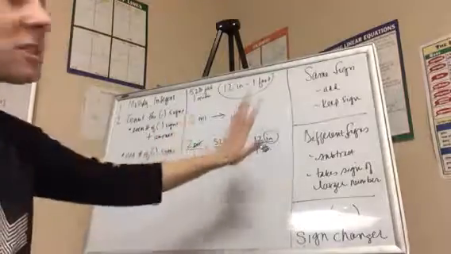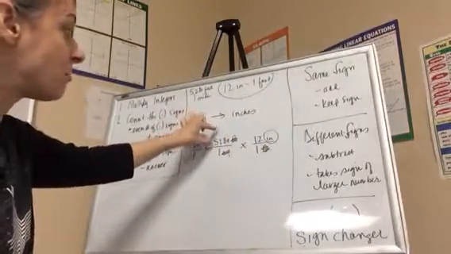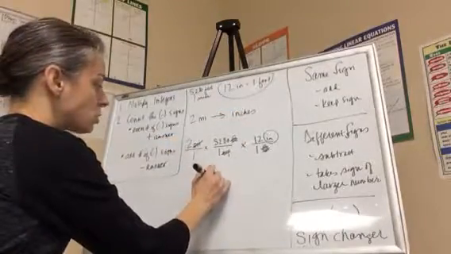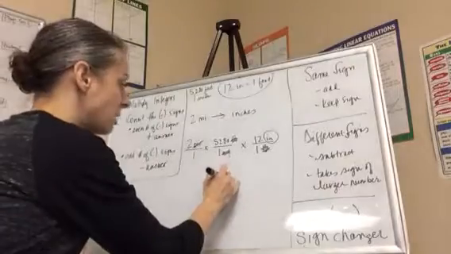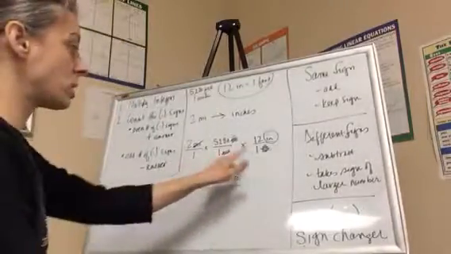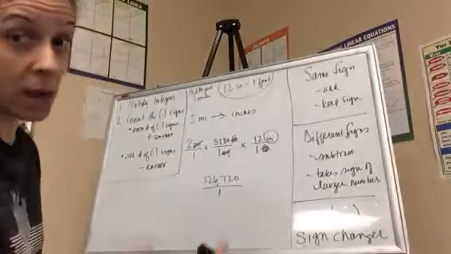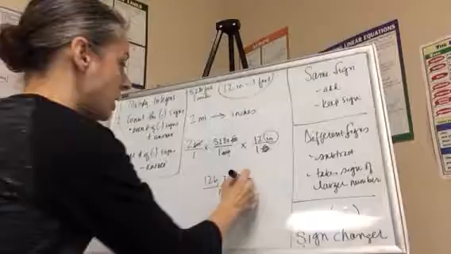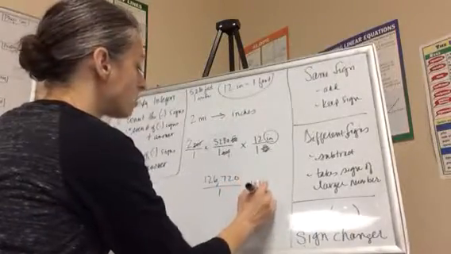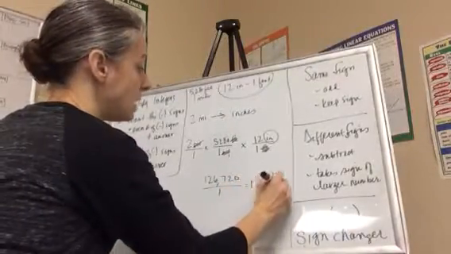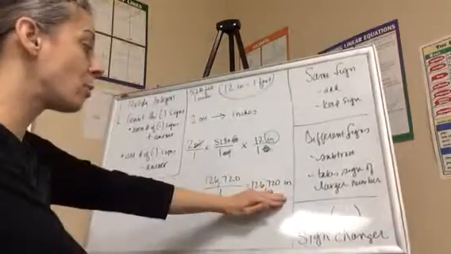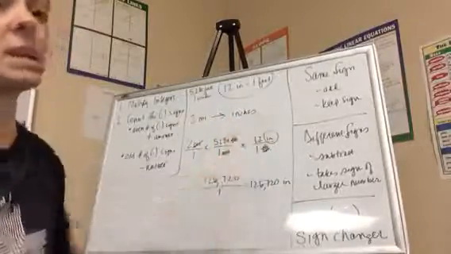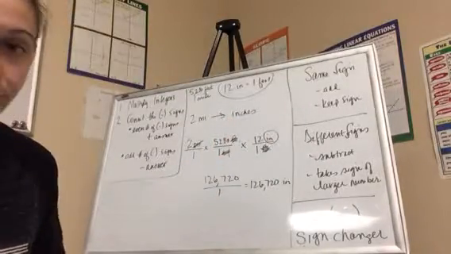Now I start the process of multiplying. 2 times 5,280 times 12 is 126,720. 1 times 1 times 1 is 1, right? Now 126,720 over 1 is just equal to 126,720 inches. How do I know I've got inches now? Because I canceled out the miles, I canceled out the feet, and all that's left were inches.